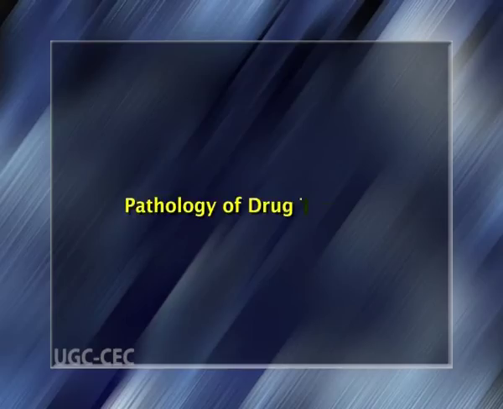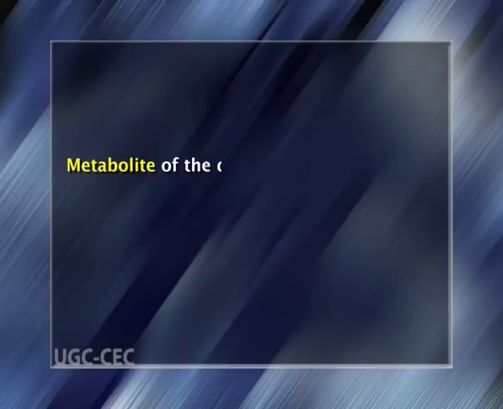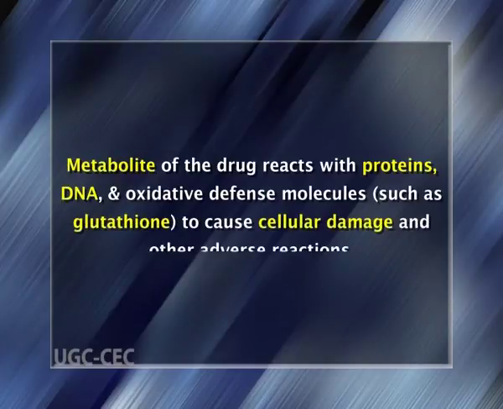Now that we have understood about drug toxicity, let us now try to learn about pathology of drug toxicity. Drugs and their metabolites can interact with a diverse array of receptors to mediate adverse effects in vivo. Sometimes the parent unmetabolized drug causes toxicity, but often a metabolite of the drug reacts with the proteins, DNA and oxidative defense molecules such as glutathione to cause cellular damage and other adverse reactions.